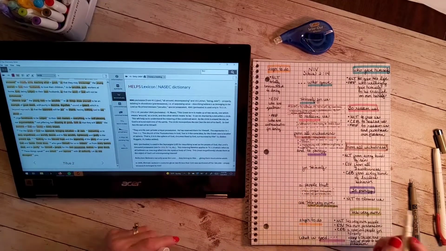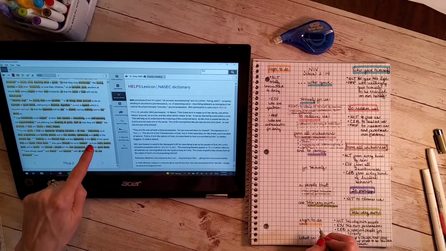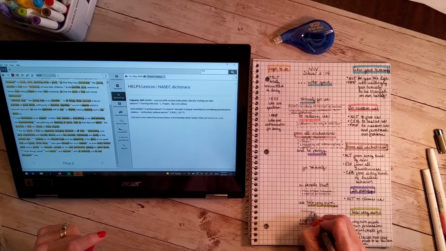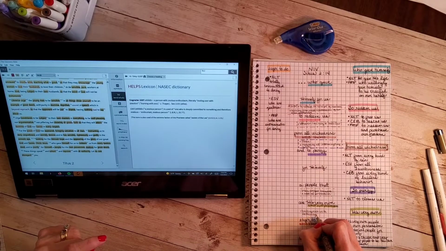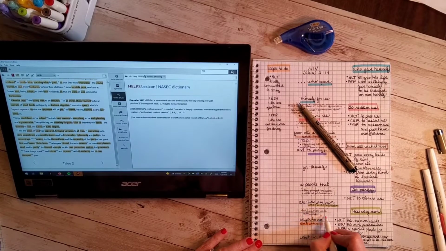Then I'll do my doodle in my green highlighter. Next, we're going to look at eager to do. The NASB uses the word zealous, and it means boiling over with enthusiasm. Now we'll do my little orange doodle.